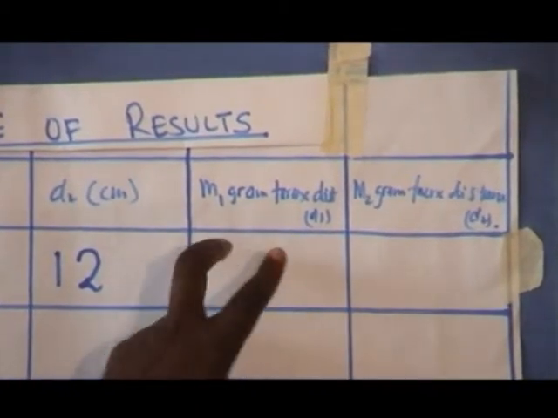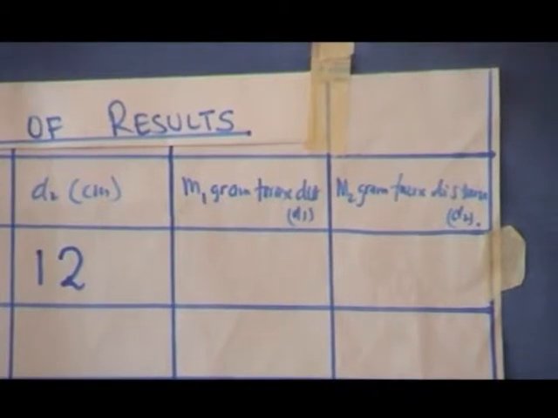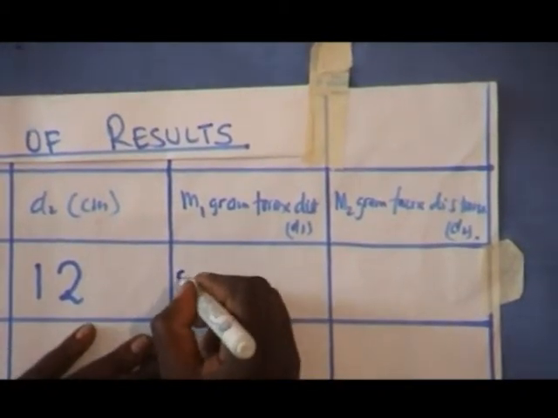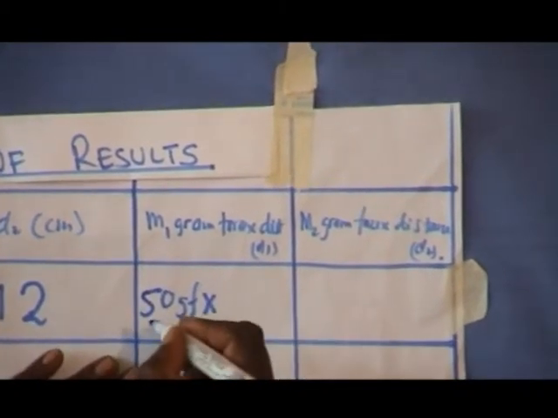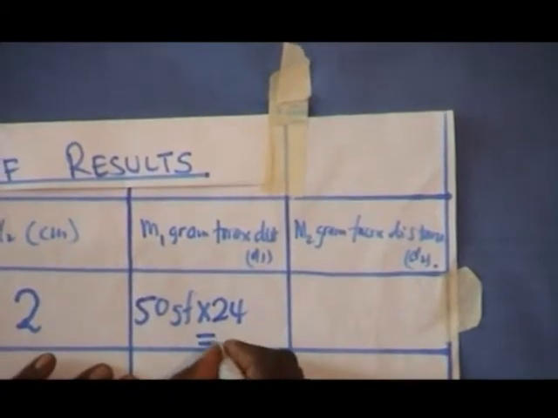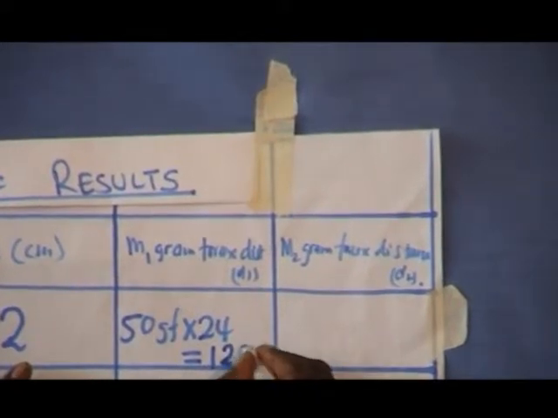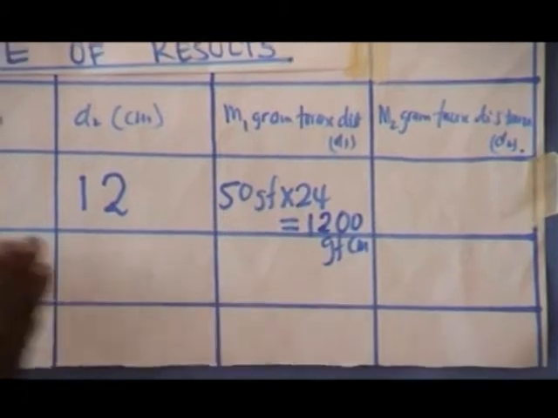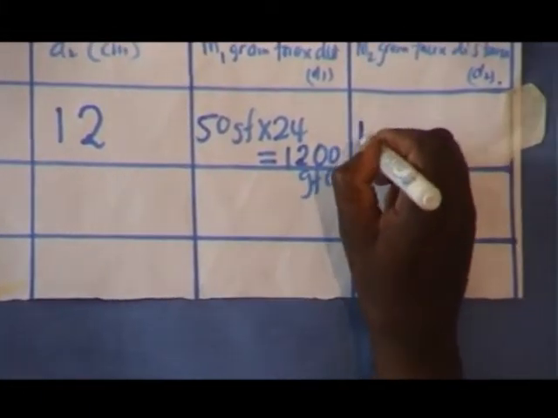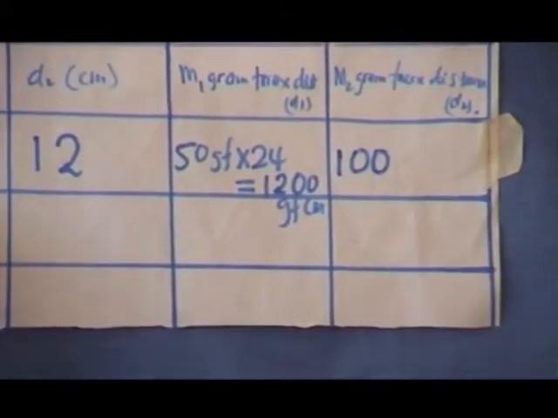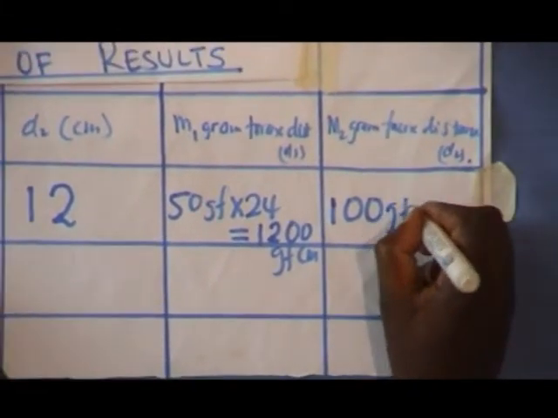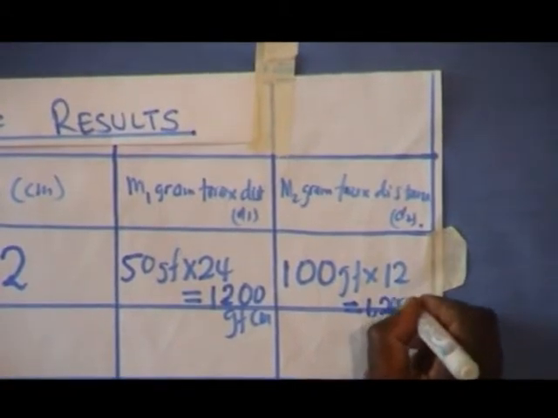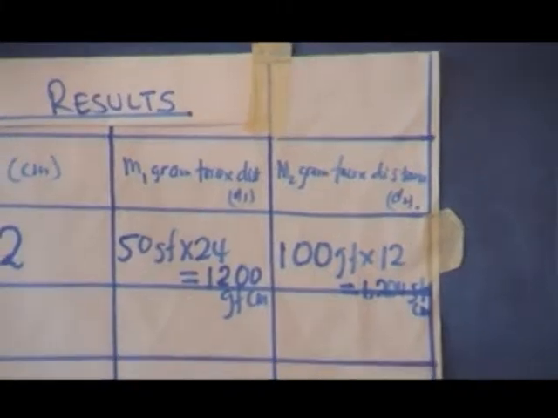Now let's find the moment due to 50 grams and the moment due to 100 grams, which is 50 gram force times distance, which is 24. That gives you 1,200 gram force centimeter. And the other part is 100 gram force times 12 centimeters, which gives you 1,200 gram force centimeter.